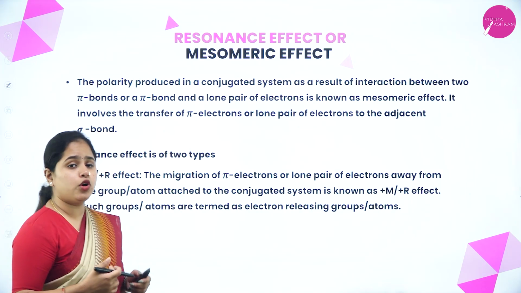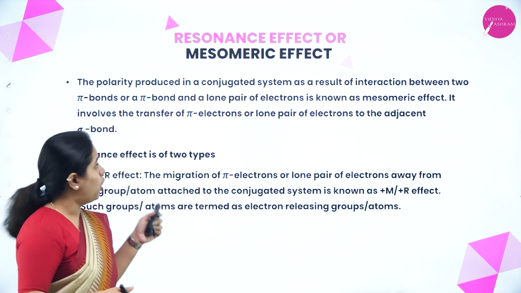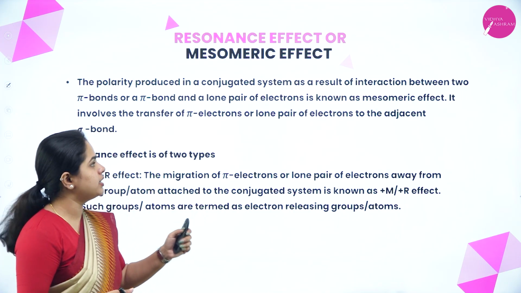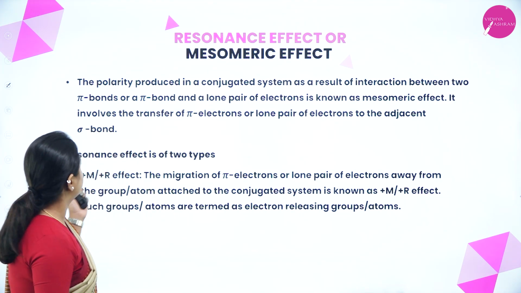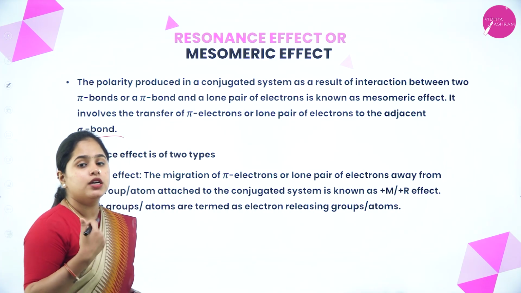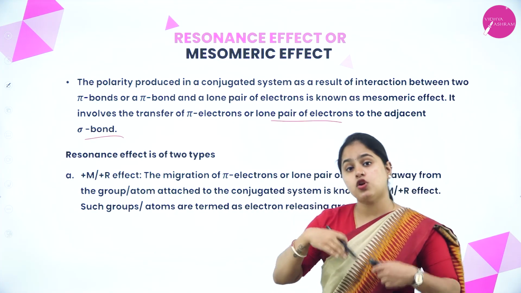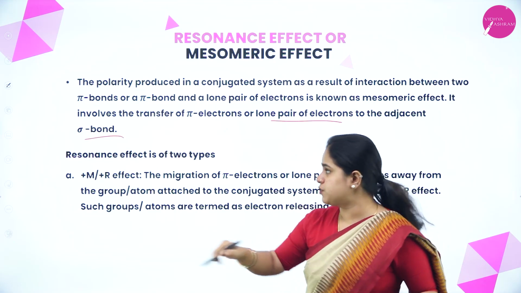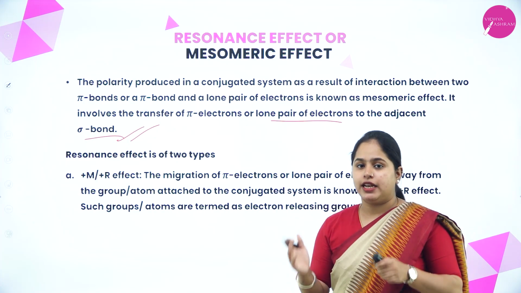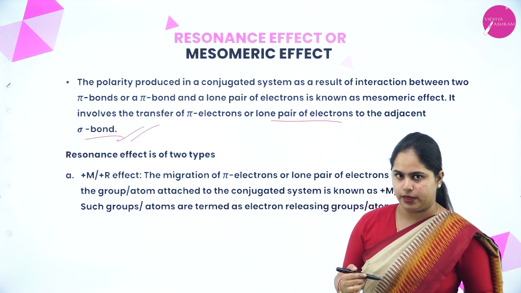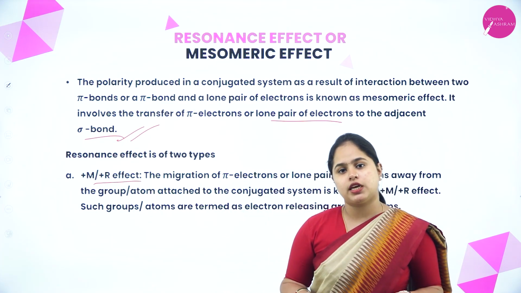So the polarity produced in a conjugated system as a result of interaction between two pi bonds or a pi bond and a lone pair of electrons is called the mesomeric effect. It involves the transfer of pi electrons or lone pairs of electrons to the adjacent sigma bond. Okay, so in the same way we have studied inductive effect and electromeric effect, the resonance effect is also of two types. The first one is plus M or plus R effect, that is positive mesomeric effect or resonance effect.